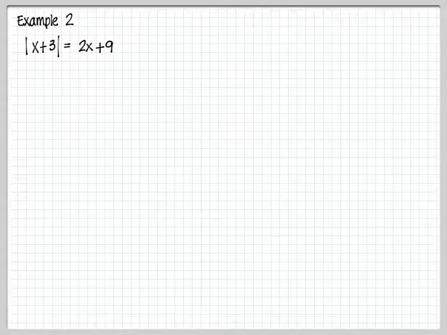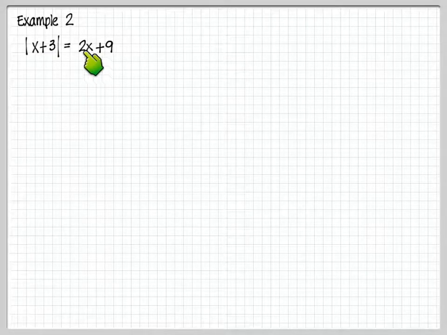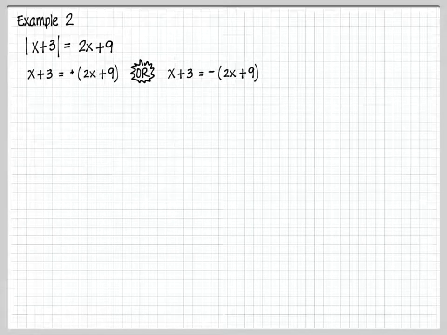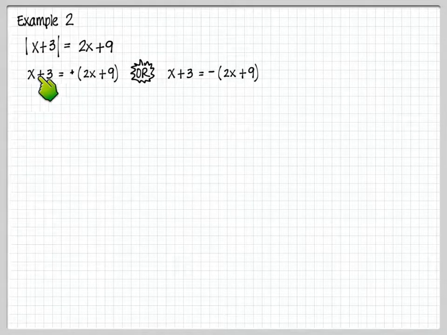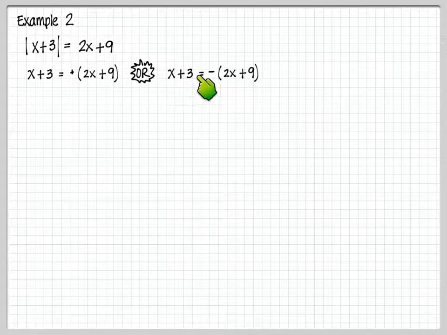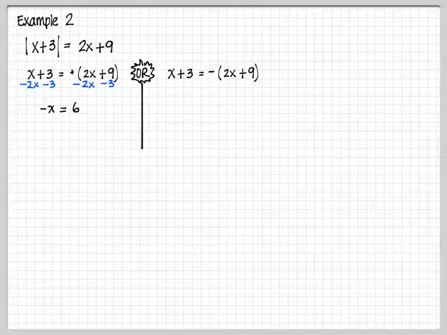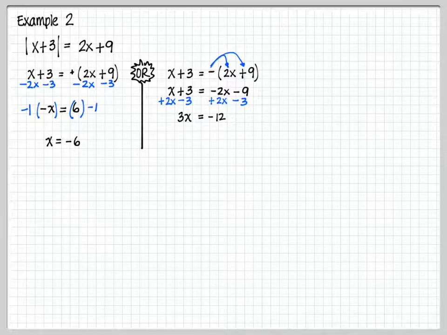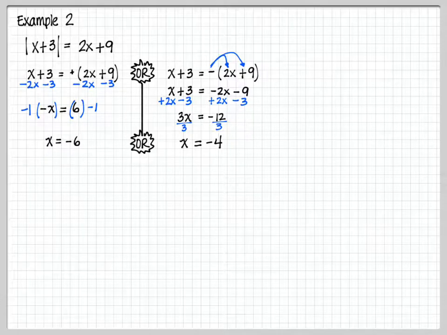Let's look at another example. After we define the problem, which says that x plus 3 needs to be 2x plus 9 away from 0, whatever 2x plus 9 is, we explore the possibilities: x plus 3 would equal positive 2x plus 9, or x plus 3 would equal negative 2x plus 9. Solving each one of those equations, we get that x equals negative 6, or x equals negative 4.